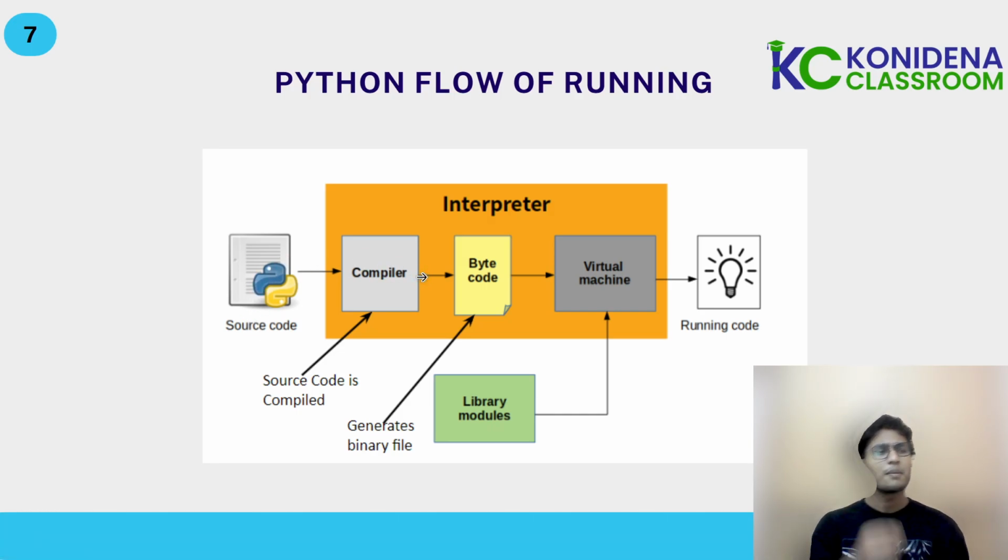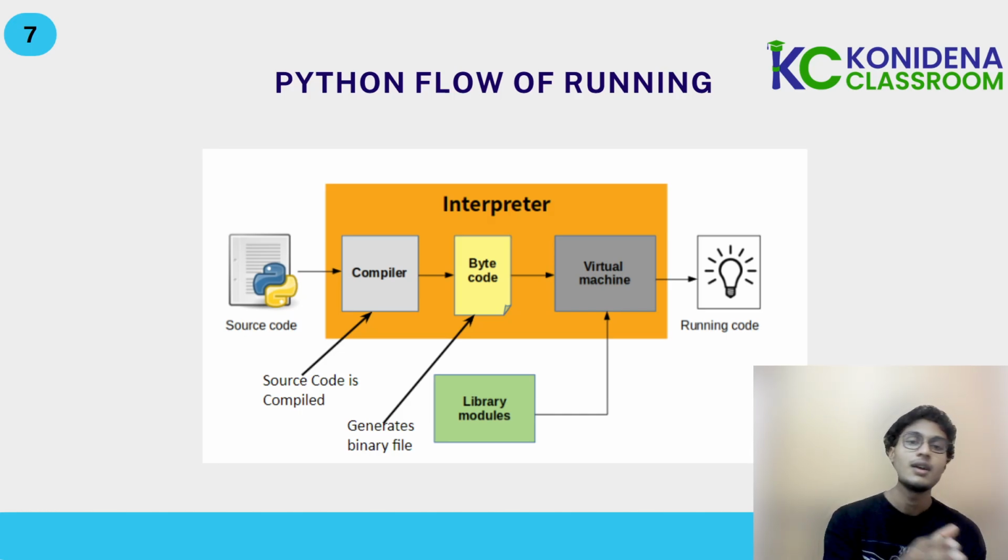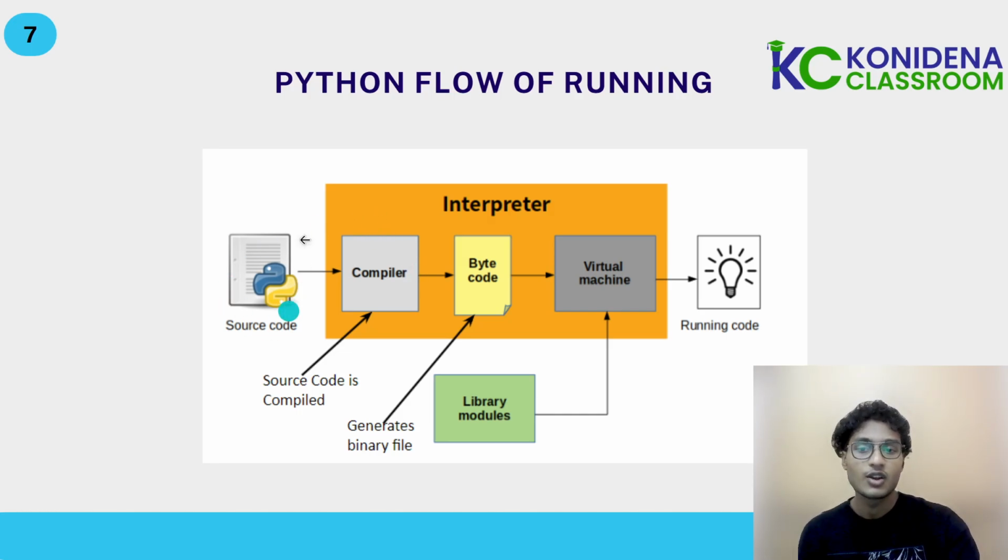But wait, compiler? You told interpreted language, but where is compiler coming from? Yes, you should definitely have that question. First of all, interpreter is nothing but an extension of compiler. You will have compiler in it, and that will be extrapolated to interpreter. So you see, a code actually goes to compiler.